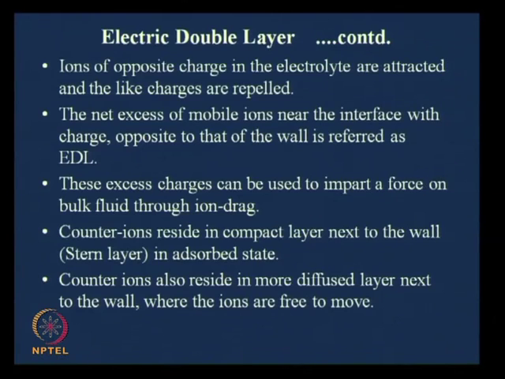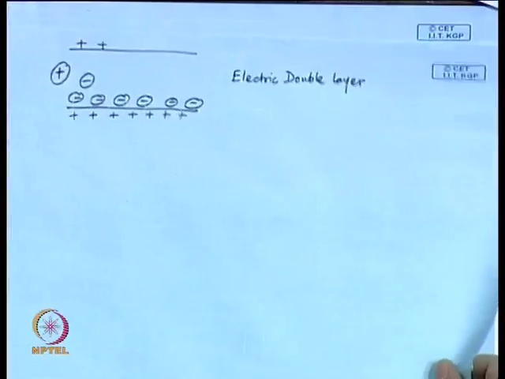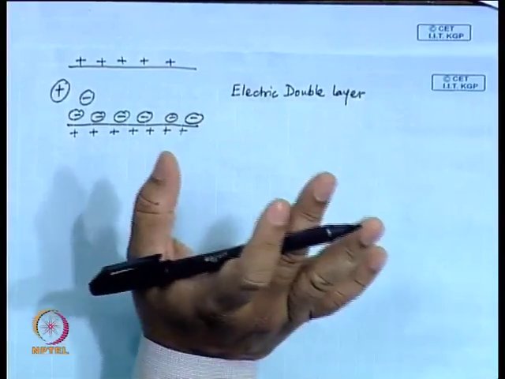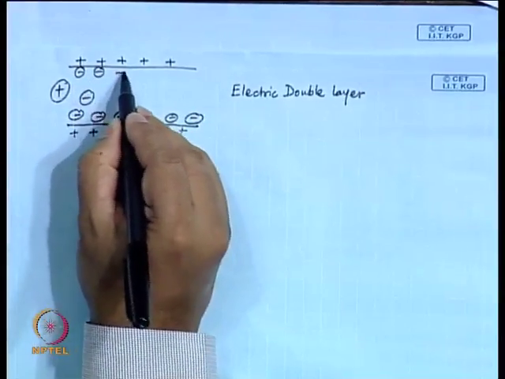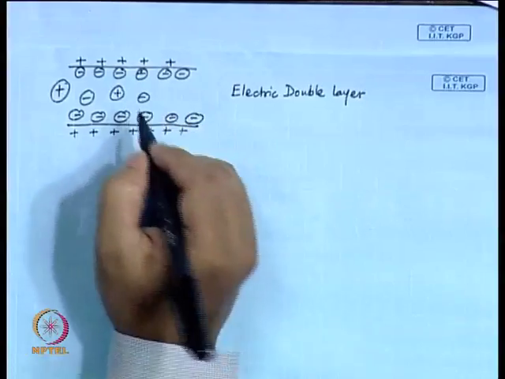These excess charges can be used to impart a force on the bulk fluid through ion drag. What this statement means is that if you have a channel, then similarly the upper part of the wall will also have these positive charges. See, you have a flow between two parallel plates. We have not talked about flow yet. Say we have two parallel plates. So the upper plate also will have the same thing, and then you will have opposite charges attracted to it. All right, and then these other charges are floating around here and there, right?